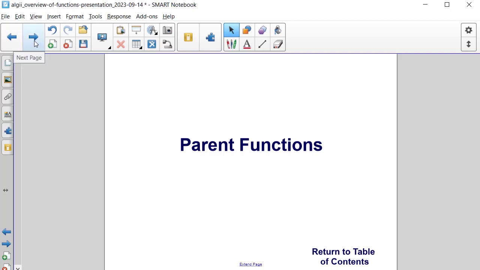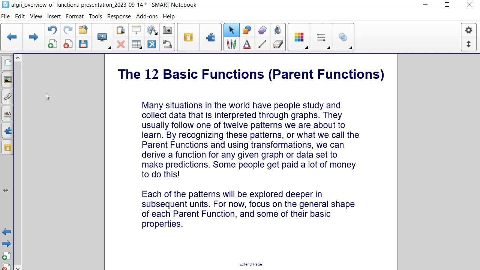Parent functions. Many situations in the world have people study and collect data that is interpreted through graphs. They usually follow one of the 12 patterns we are about to learn. By recognizing these patterns, or what we call the parent functions, and using transformations, we can derive a function for any given data or data set to make predictions.